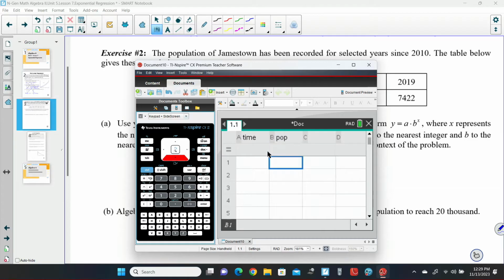Okay, now remember, x is the number of years since 2010, right? So 2012, I just want to put a 2 in there. 2014, I want to put a 4. 2015, a 5. 2017, a 7. 2019, a 9, right? Now, I want to put my populations in. Those are easy. 5,564. Want to be careful entering the data. 6,121.